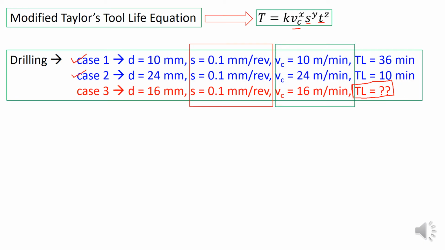Cutting velocities are not constant. Data point 1, it is 10 meter per minute, and Vc for data point 2 is 24 meter per minute. Corresponding tool lives are given. What else is given? Diameter of the drill is varying from 10 millimeter to 24 millimeter, and for the unknown case it is 16 millimeter. But in Taylor's tool life equation, diameter does not appear in a straightforward manner. So, let us see how to take it forward.